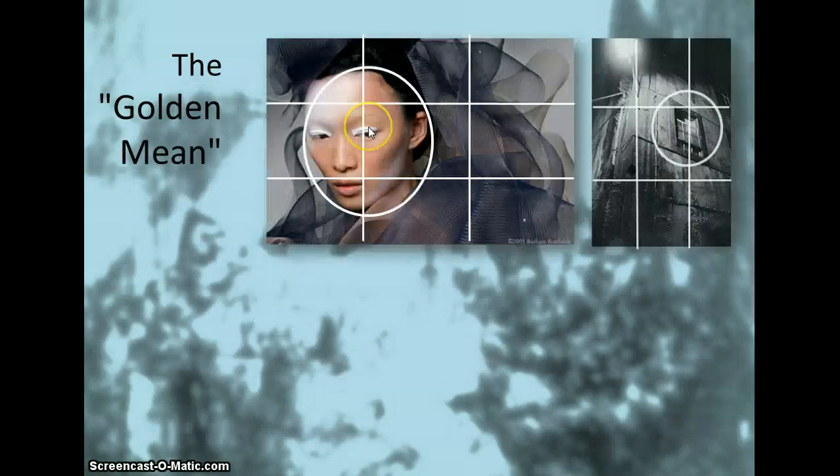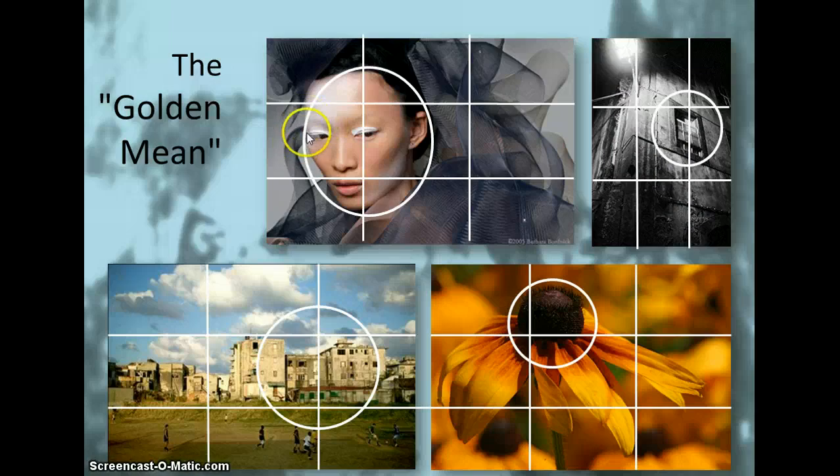So, in this first picture here, we can see that the edges of the face are both equidistant from this dividing line here, so that's showing use of the rule of thirds. And since the face is large, it's enlarged, it encompasses both dividing lines here and here. Over here, it's fairly obvious that the golden mean has been used. The focal point is this window, and it is situated roughly at this dividing line here.